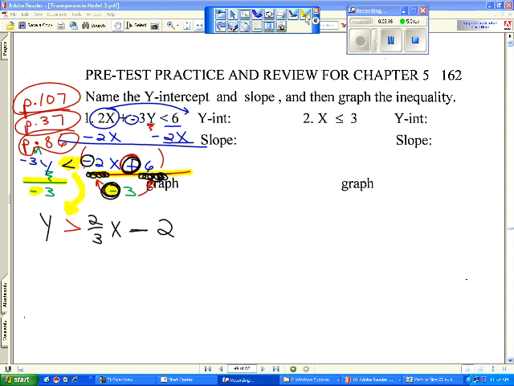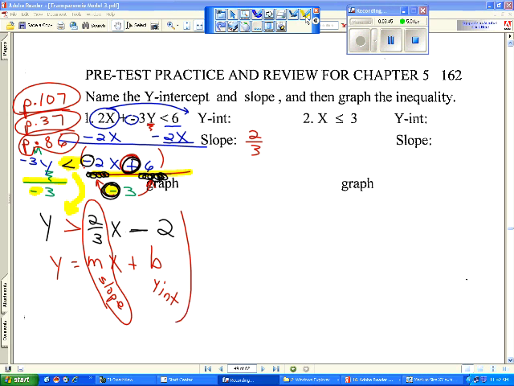So we have changed it from standard to slope-intercept form. Slope-intercept form of a line is y equals mx plus b, where m, the coefficient of x, is the slope, and b, the constant added to the x stuff, is the y-intercept. And so the slope of our inequality is 2/3, and the y-intercept of our inequality is negative 2. You understand that?